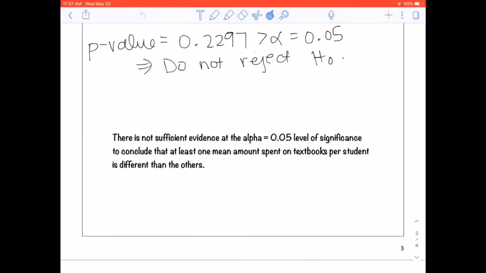So in conclusion, there is not sufficient evidence at the alpha equals 0.05 level of significance to conclude that at least one mean amount spent on textbooks per student is different than the others.